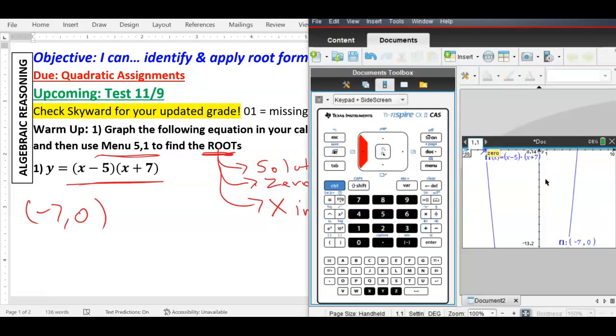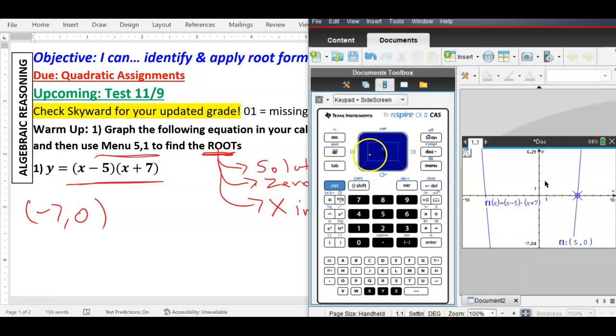Okay, and then I got to go to the right a lot. So I'm going right, all the way to the other root. And there it says 0. I know that's the same thing as a root, and it is 5, 0. Everyone's able to do this? Graph, menu 5-1, get the roots. Is everyone able to? Okay, thank you. So this is 5, 0.